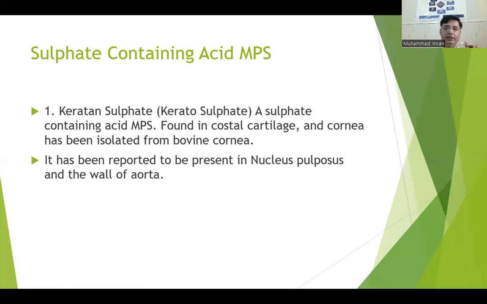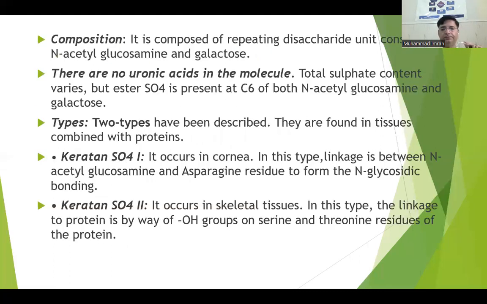Keratan sulfate is a sulfated heteropolysaccharide, a mucopolysaccharide, found in the costal cartilage. This cartilage is your rib cage cartilage. It has been isolated from bovine cornea. It has been reported to be present in the nucleus pulposus and the wall of the aorta. What is the nucleus pulposus? The fluid present in the central vertebra.